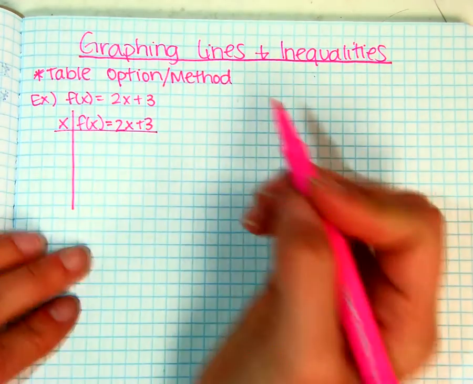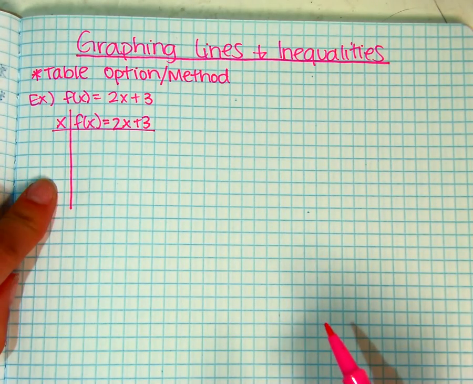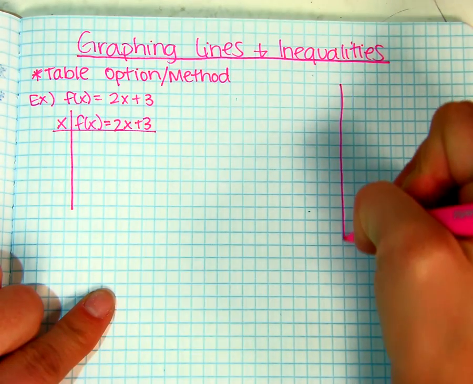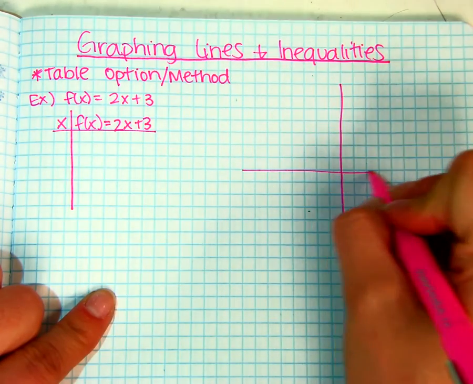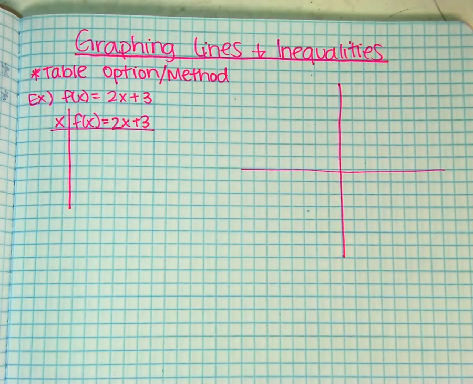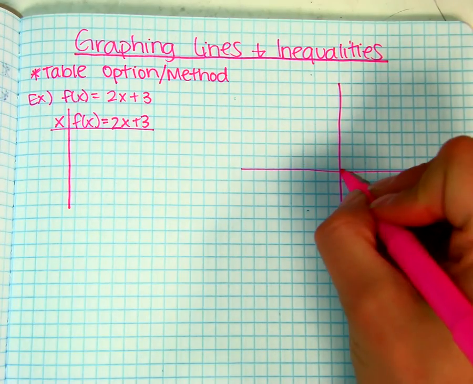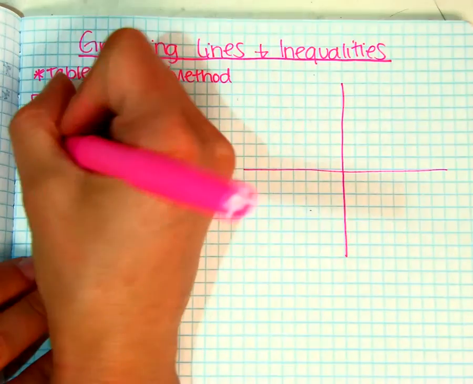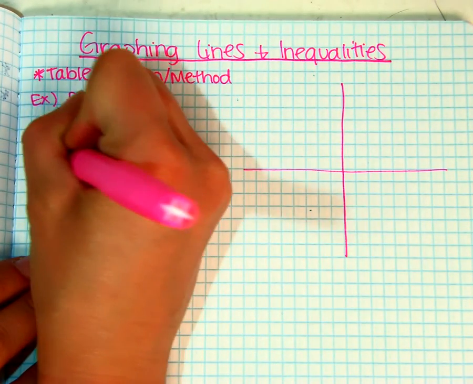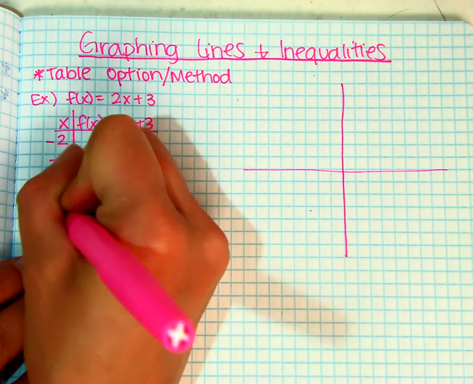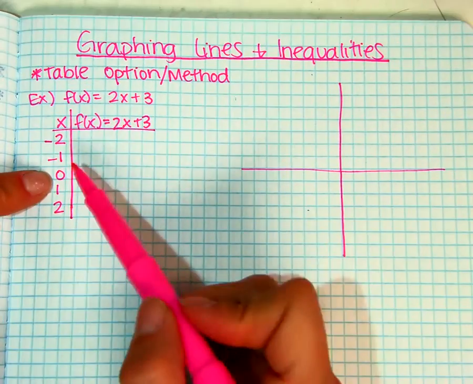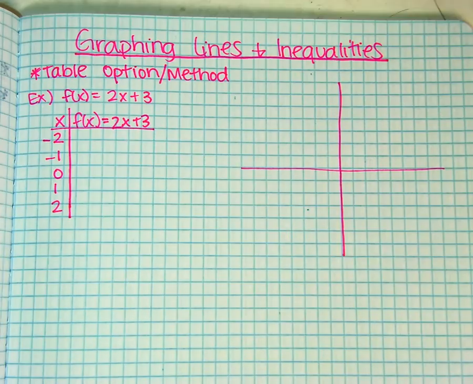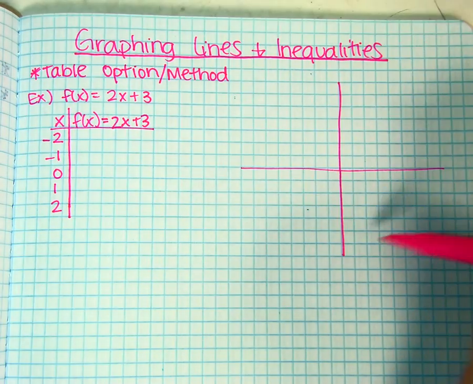And we can pick whatever values of x we want. What you typically want to do, though, is if we remember our coordinate plane, the center piece is at 0, 0. So we want to center it around the origin. So if we have -2, -1, 0, 1, and 2, see how we have negatives and positives and zero in the middle? It's a little bit easier when we go to graph.